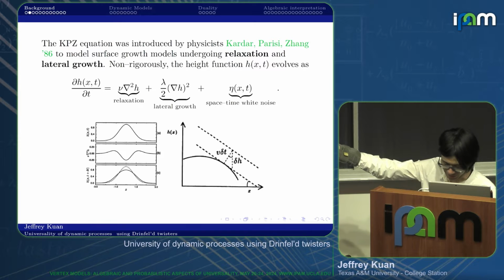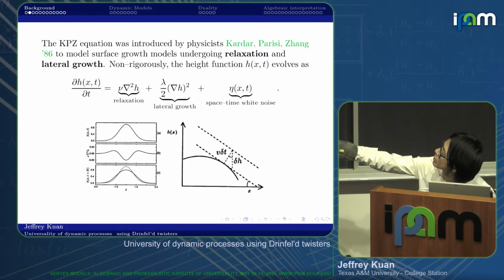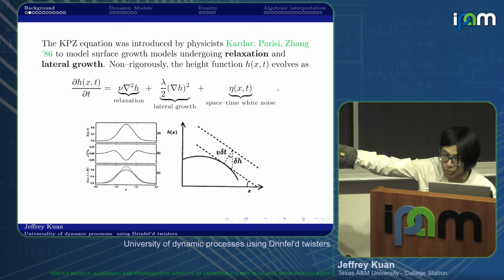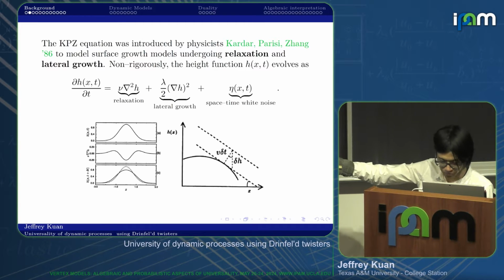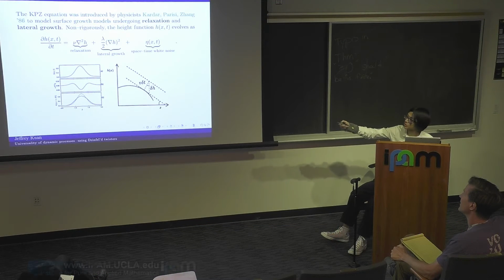Lateral growth means that the surface grows perpendicularly. This term was derived using Pythagoras' theorem, and this is our right triangle in the second image here. And space-time white noise adds randomness to it.